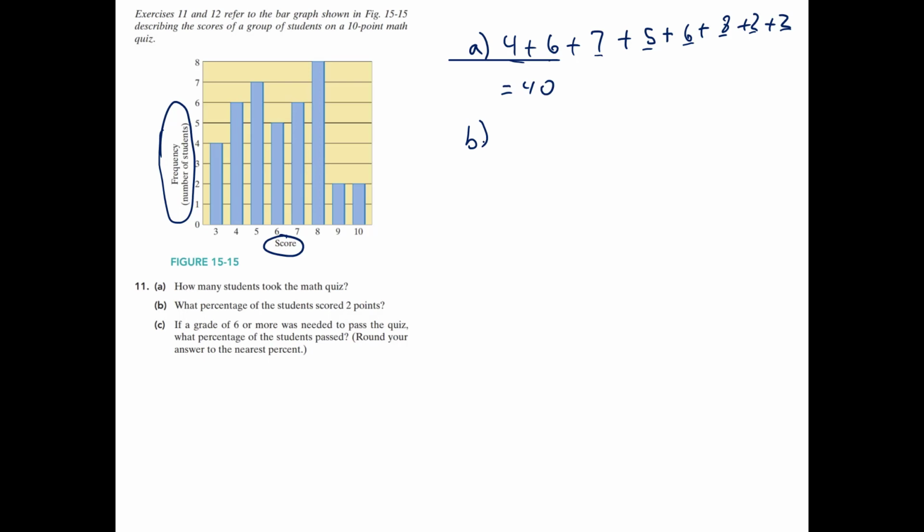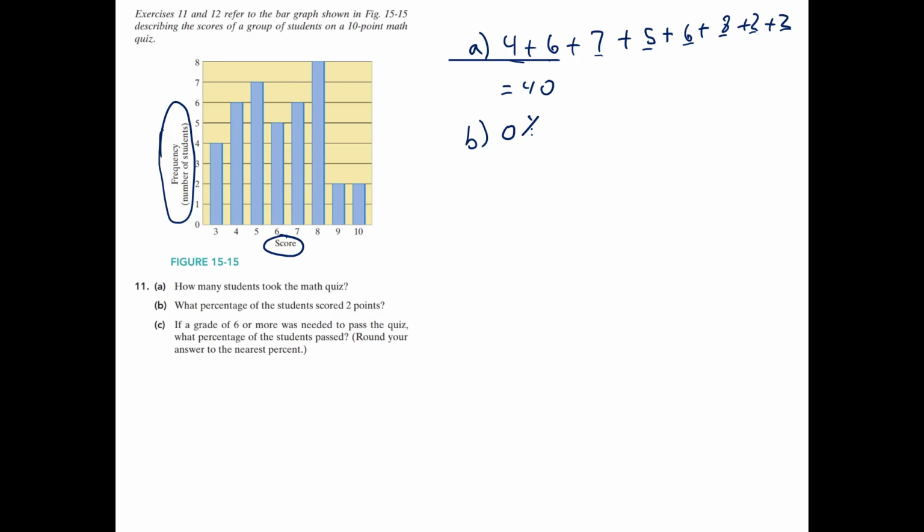What percentage of the students scored 2 points? So even if you don't see a bar there, that means that there was 0. So 0%. Nobody scored 2 points, and so 0% of the people scored 2 points.